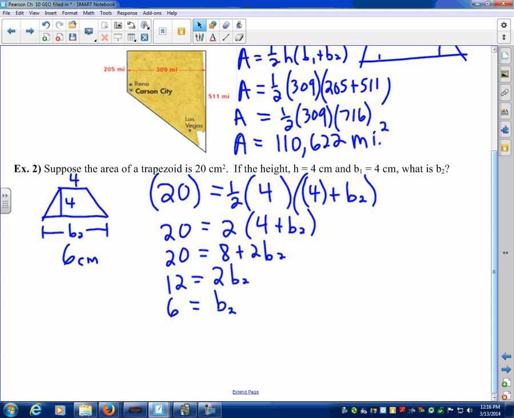Alright. So any questions on this? This is probably the hardest example, is solving for one of the bases in the trapezoid formula. But you need to be able to do it. You need to know the trapezoid formula as well. You have to have it memorized.